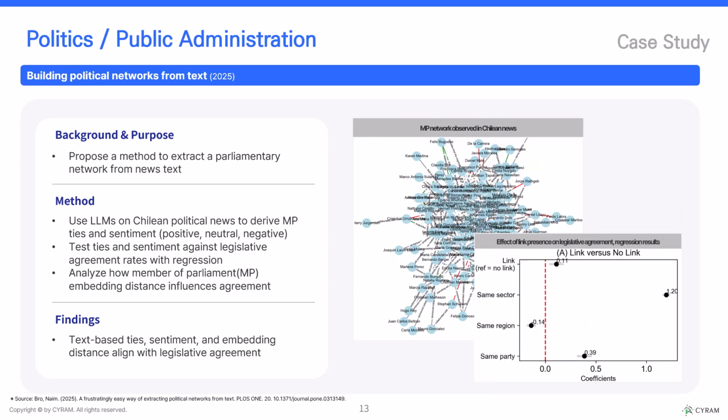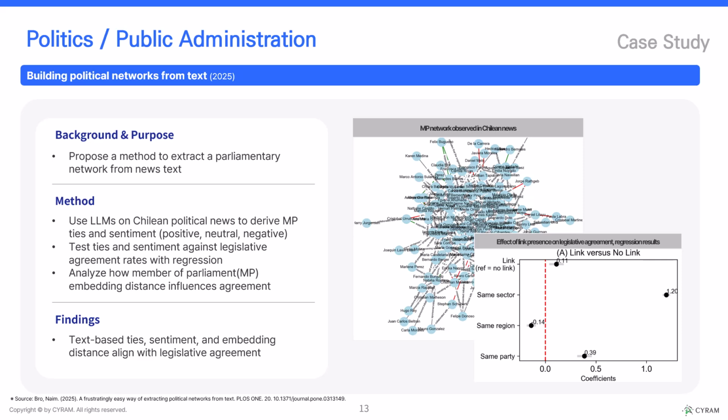The second case is from politics and public administration. This study proposed a way to automatically extract political networks, specifically networks of members of parliament, from text. The research had two main steps. First, they used LLMs on political news articles to identify MPs, capture the context of their relationships, and even extract sentiment, positive or negative, between them. With that information, they built a knowledge graph of MPs. On the right, you can see the resulting network. The colors show the sentiment, while the labels on the links describe the type of relationship.